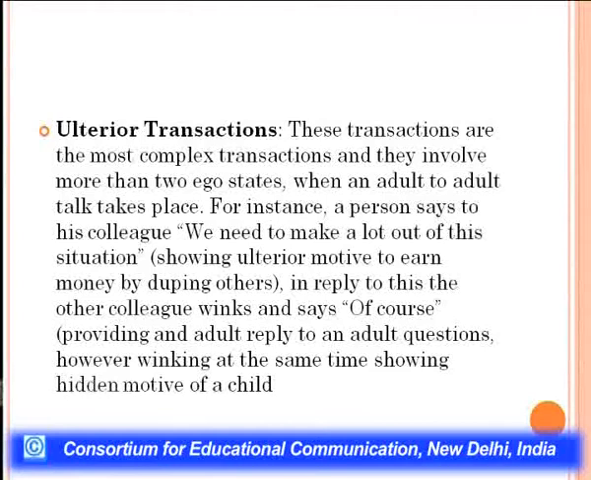When an adult-to-adult talk takes place, for example, a person says to his colleague, "We need to make a lot out of this situation," showing an ulterior motive to earn money by duping others. In reply to this, the other colleague winks and says, "Of course," providing the adult reply to an adult question. However, winking at the same time shows the hidden motive of a child.